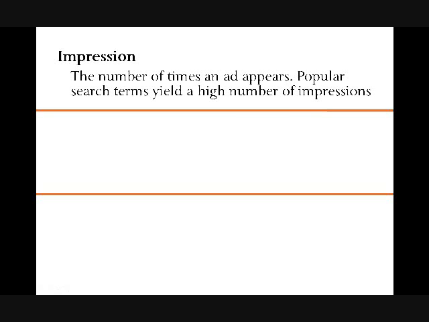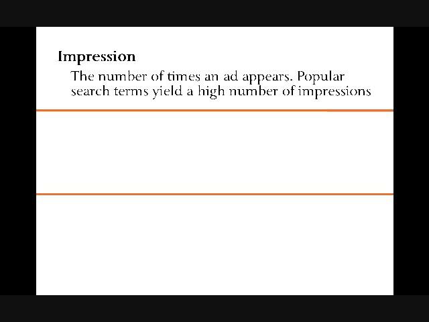Now, as we start to get into some of the more specifics of pay-per-click, I want to hit a couple of terms to make sure that we're all familiar with the language that's used in the reporting of pay-per-click. One of those terms is impression. So impression is simply a measure of the number of times an ad has appeared on someone's page. So every time someone does a search and your ad showed up, that's considered an impression.